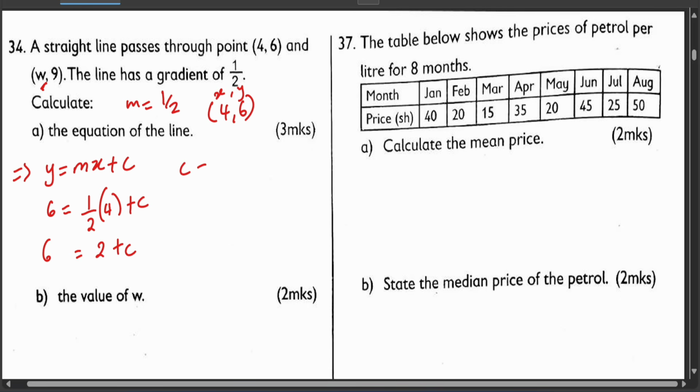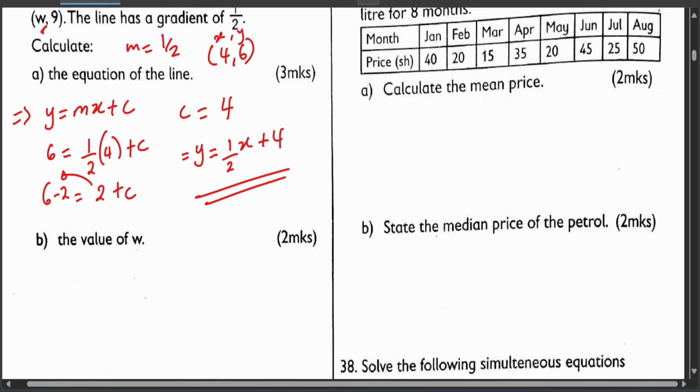So therefore c equal to positive 2, ukipeleka the other side itakuwa negative 2. So 6 minus 2 ni 4. So equation of a line is y equal to m, a half x, plus your c which is 4. Katika kuandika equation ile y na x utaiacha kama letters.